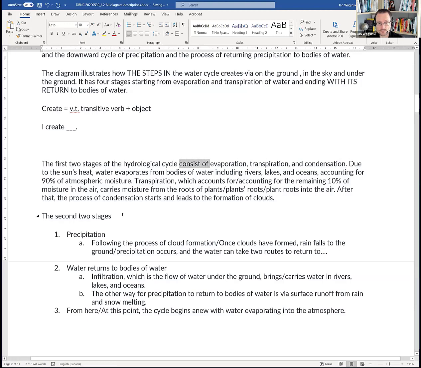Okay. So should we repeat saying the stages of hydrological cycle? No, that you don't need. The second two stages, what's a synonym for consist of? Having? Nope. Include? Include is one, comprise is another. Comprise is a more sophisticated way to say include. Okay, stages include precipitation.